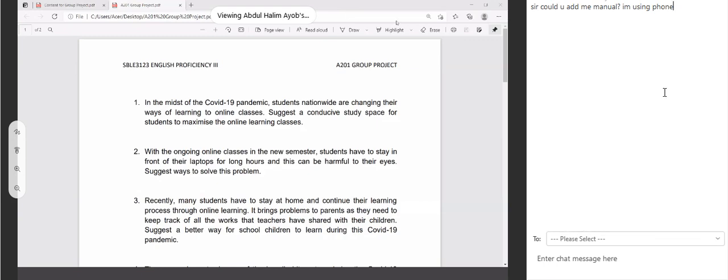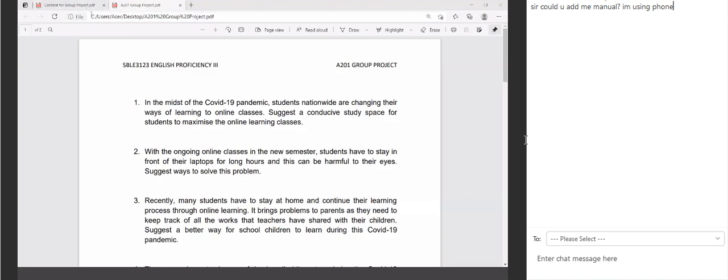So these are examples of the questions that you will get. I just want to brief you on the things that you need to do, because later on I will assign you your group members.